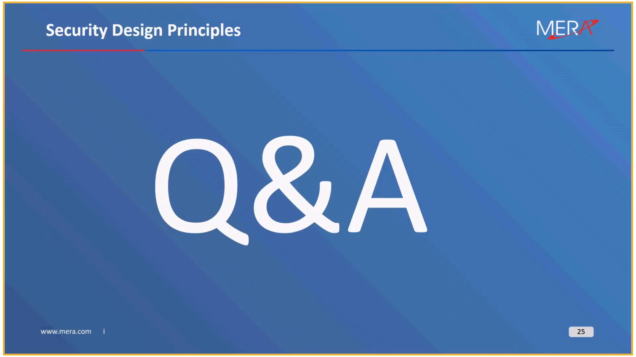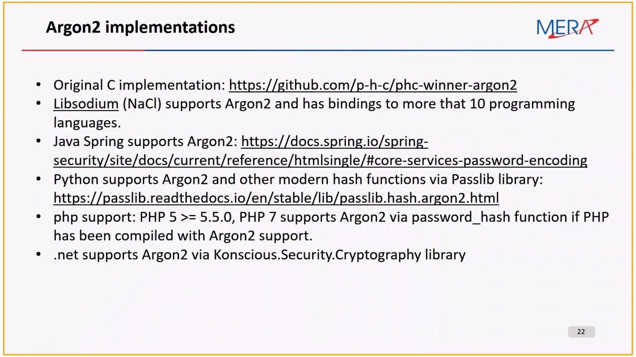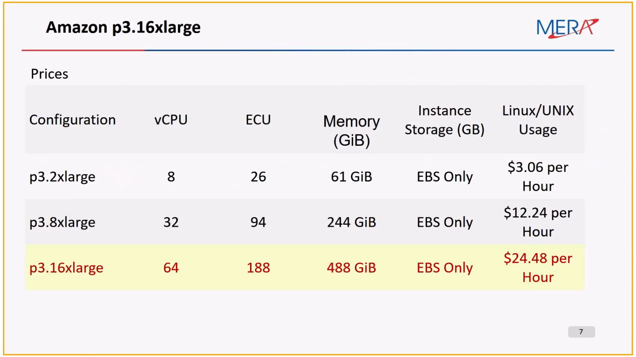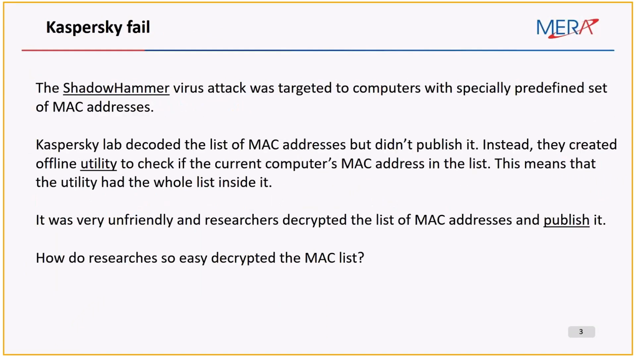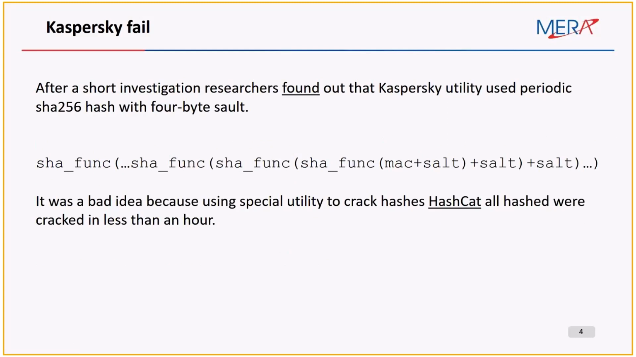Firstly, thanks for the presentation. Could you please share the presentation by email or in some other way? Could you please clarify what was wrong with the Kaspersky scheme? It was shown on one of the first slides, because it looks like they used salt, right? So what was wrong here? Did they use some constant salt for all items, or what was wrong?